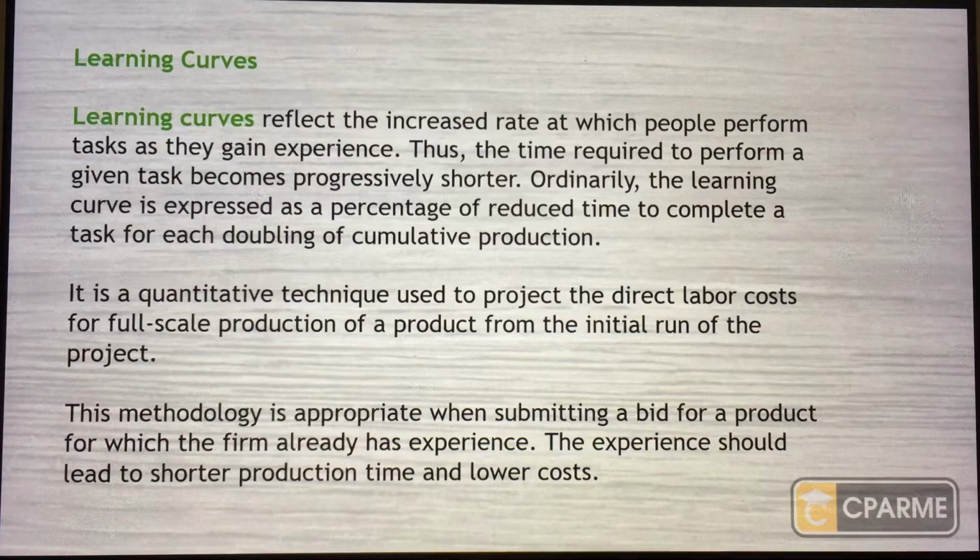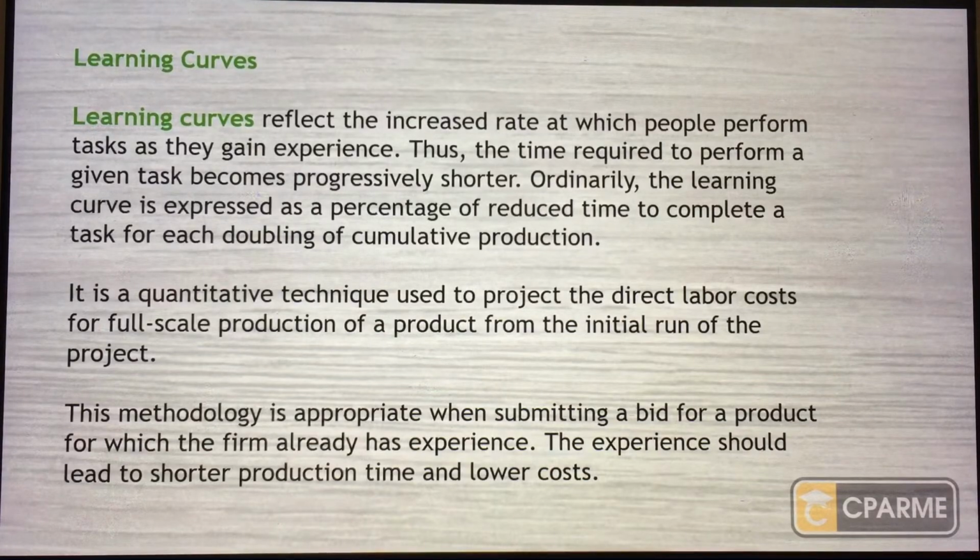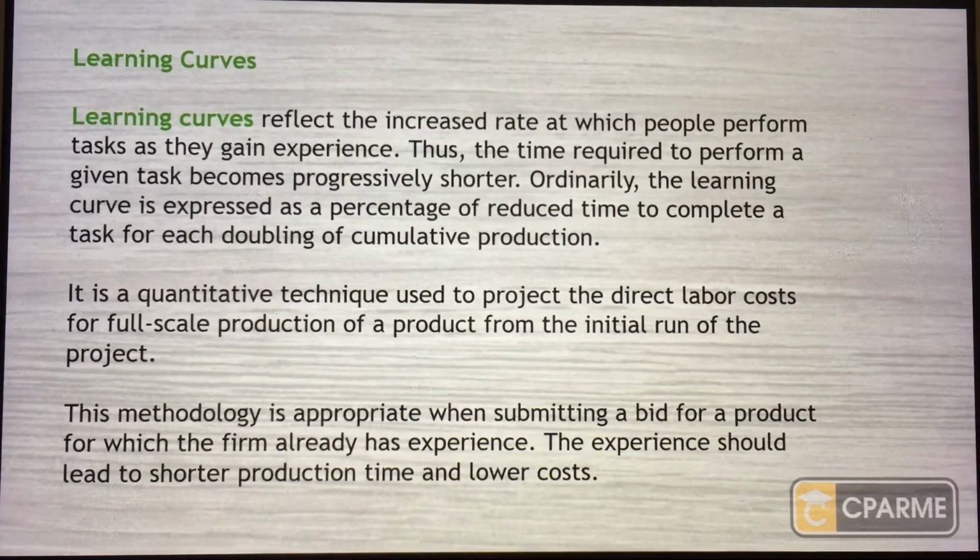Guys, the learning curve is normally applied to labor-intensive work. Meaning to say that you are producing more products in lesser time. Because as you gain more experience, you should produce more products using less time.